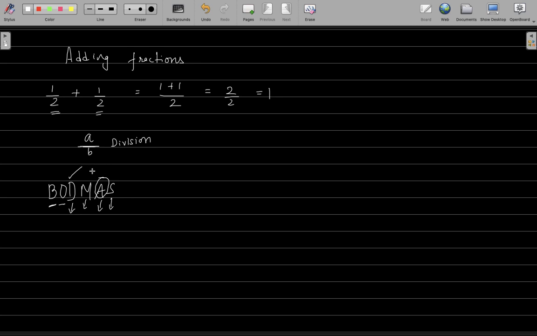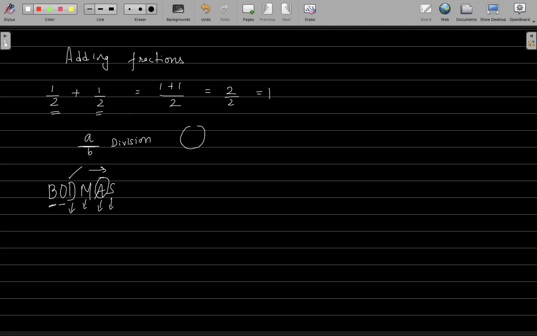Then comes the sequence of addition. So when we are dividing 1 into 2 parts, this should happen first before you add. So where are we adding this? Where are we dividing this?